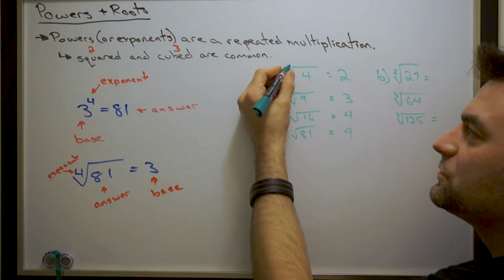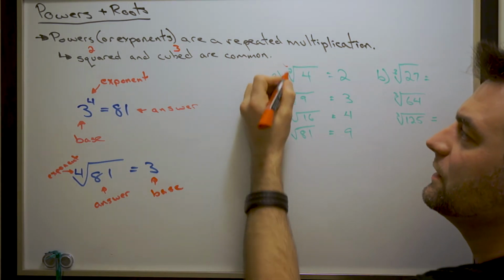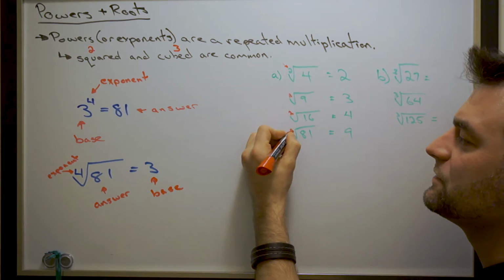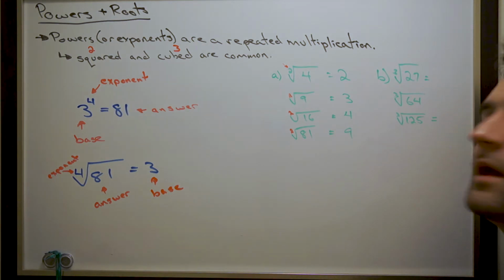Note that I put a 2 here. There's a 2 here, but there's no 2 here. That is implied. So if there's no number there, it's a 2. You automatically assume it's a square root.